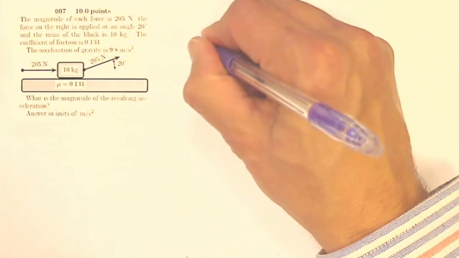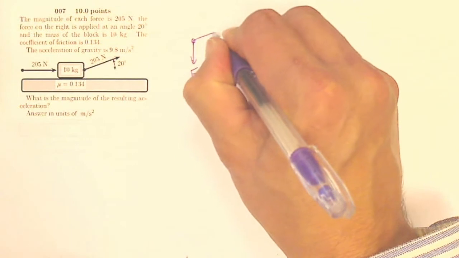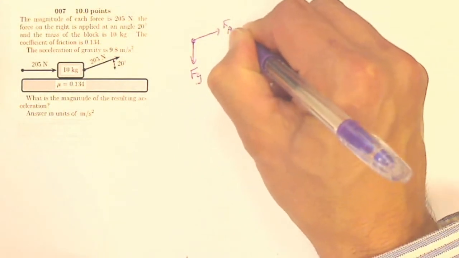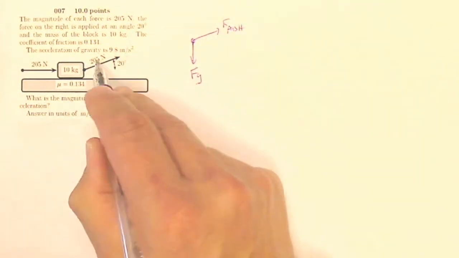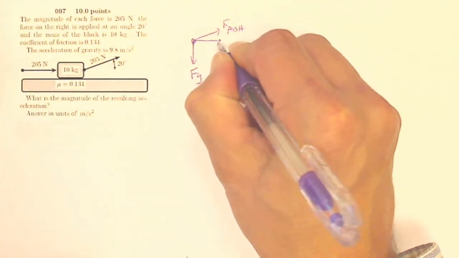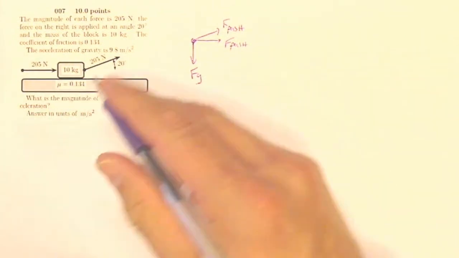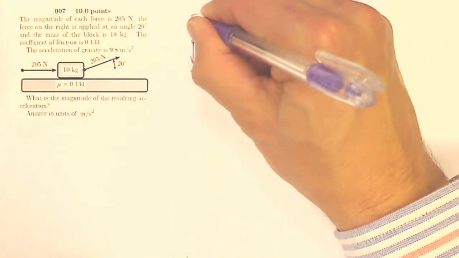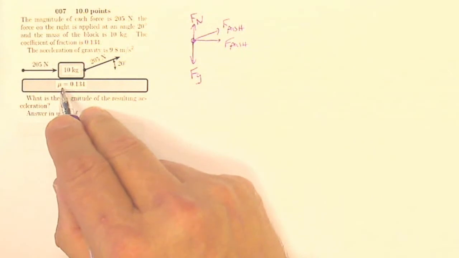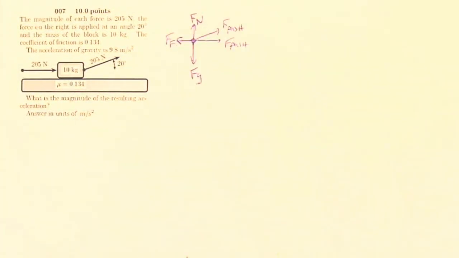So, free body diagram. I have gravity down. I have a push force up and to the right. That's this one. I have another push force straight to the right. I'm going to draw that from here out. So I've got another F push this way. And then I'm going to have a normal force up this way. And since I have a coefficient of friction, I've also got friction this way. That's a lot of forces. So let's see what we can figure out.